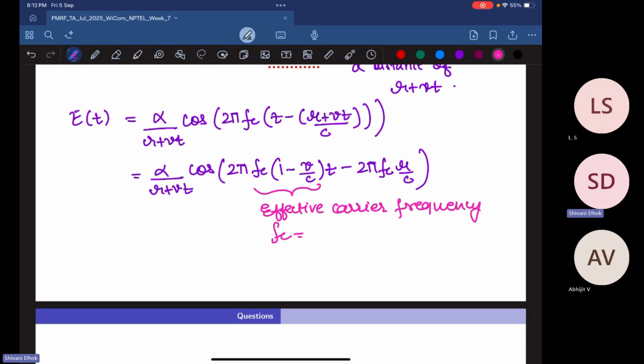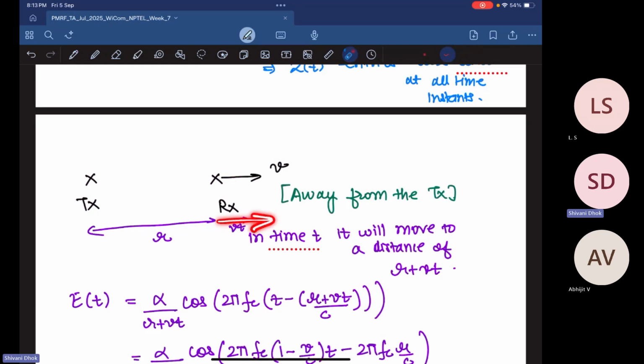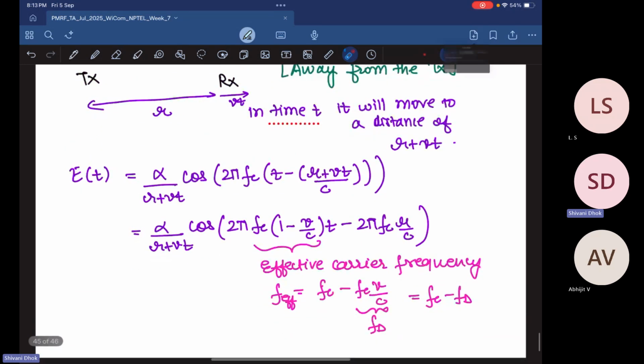So your f effective is equal to fc minus fc v by c, and we name this fd. This is the notation that we are using. So your fc minus fd, and fd is a positive quantity. Which means that if you are moving away from your transmitter, you see a reduction in your effective carrier frequency. Now let us do the opposite case.